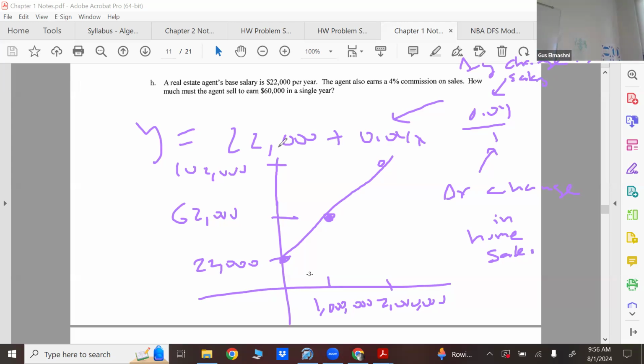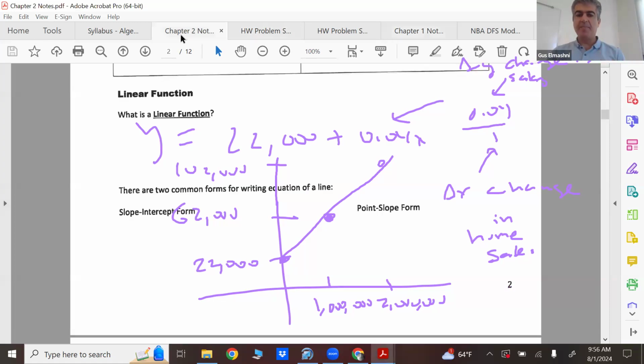Of course, you're not going to buy a house for $1. You can buy a house for $1 million or $2 million, right? But that's what that represents. For every time the home sale goes up by an extra dollar, say he sells a house for $1 million, he gets $40,000. But what if he sells for $1,000,001? Then he gets $40,000 and 4 cents. Every time the home sale goes up by $1, his salary goes up by 4 cents. So that's how you have to think of slope, in context.